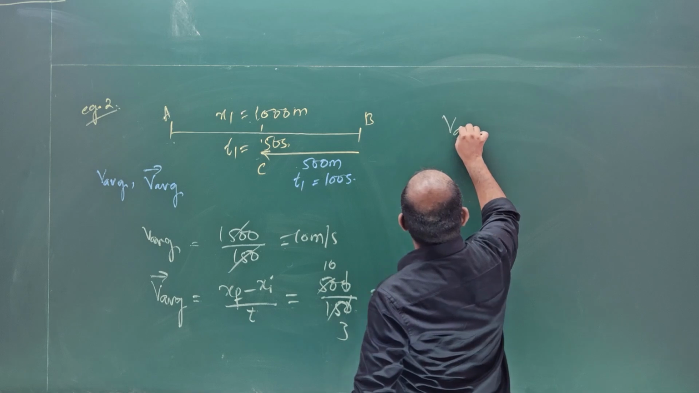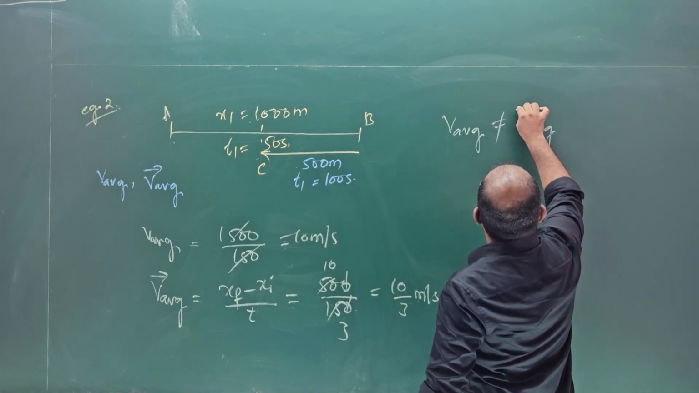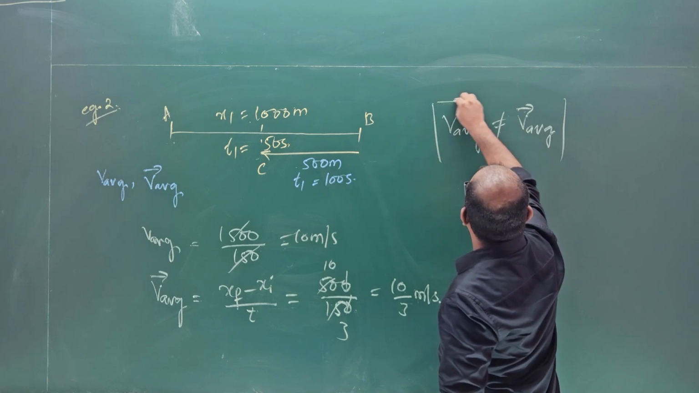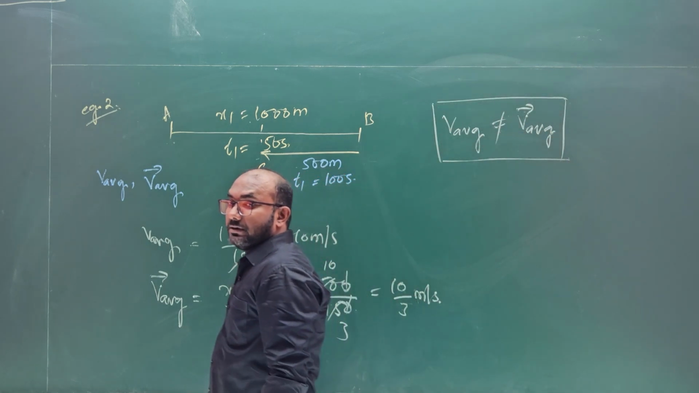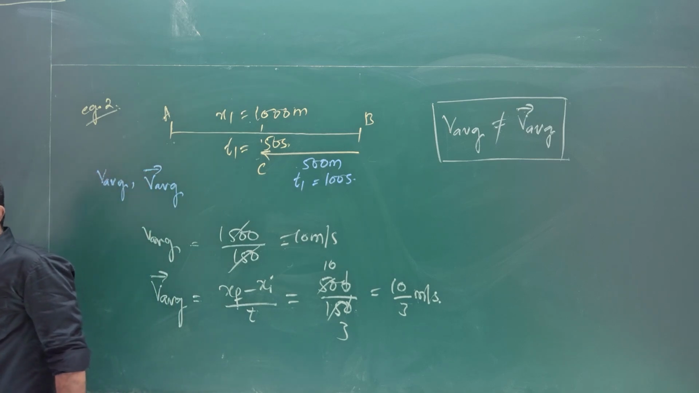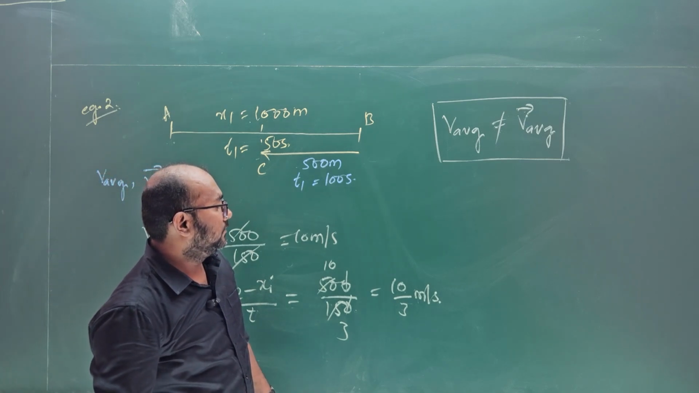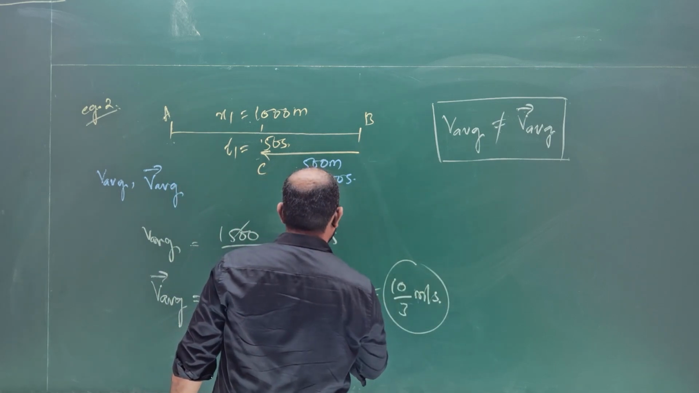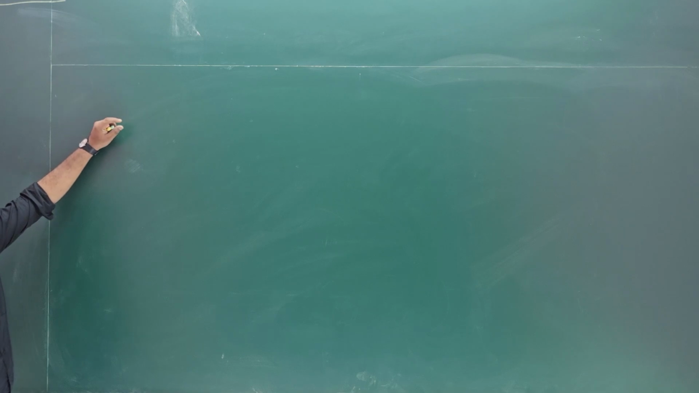Can I say that in this case average speed is not equal to average velocity? Whenever the object returns or changes its path, average speed and average velocity will not be equal. Okay, one more question, and we will try to change it into negative form.